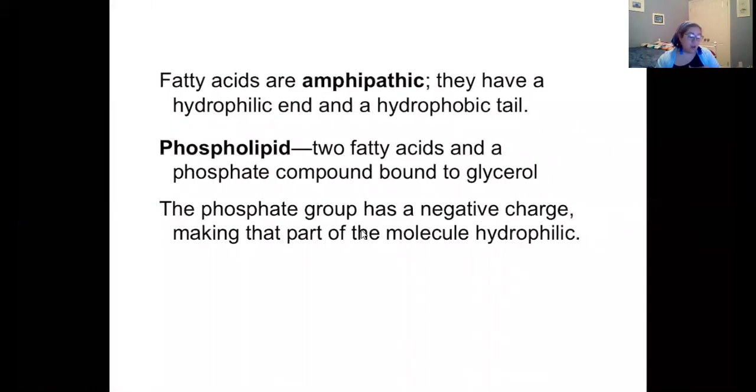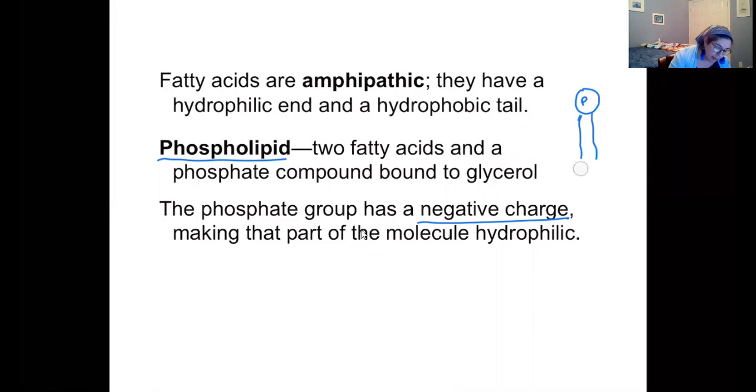So fatty acids can also be considered amphipathic, meaning that they have a hydrophilic head and a hydrophobic tail. And the classic example that we are going to talk about are phospholipids. So phospholipids are 2 fatty acids and a phosphate compound bound to a glycerol. The phosphate group has a negative charge, making that part of the molecule hydrophilic. Typically in 9th grade, what you guys saw when you saw phospholipids looked like this. And you learned that it was the head that was hydrophilic, and that's because of the negative charge in the phosphate group that's here, and then the tails were hydrophobic.